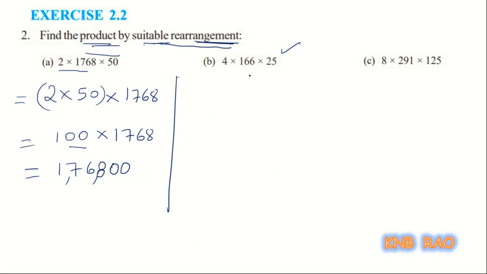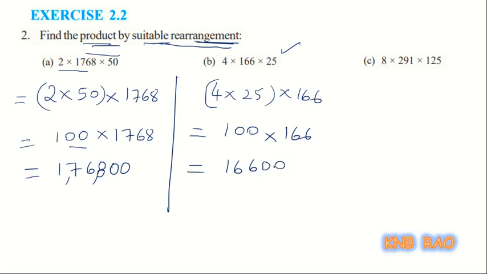Here in question number B, if I multiply 4 and 25, obviously that gives me a simple number which ends with zeros, isn't it? Now see, 4 into 25 is 100. That product multiplied to 166 is such a simple answer, putting 2 zeros beside 166, which gives the product as 16,600.